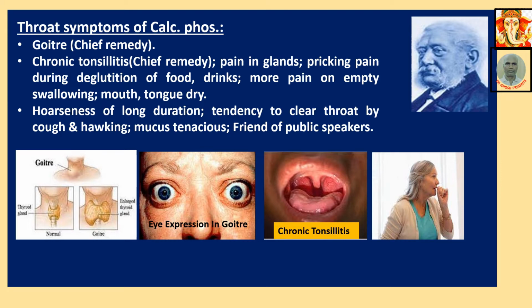Chronic tonsillitis, chief remedy: pain in glands, pricking pain during deglutition of food, drinks, more pain on empty swallowing, mouth, tongue dry, hoarseness of long duration, tendency to clear throat by cough and hawking, mucus tenacious, friend of public speaker. That is, public speakers often feel hoarseness due to overuse of the throat. So there, Calcarea Phos is a good friend of those types of persons.